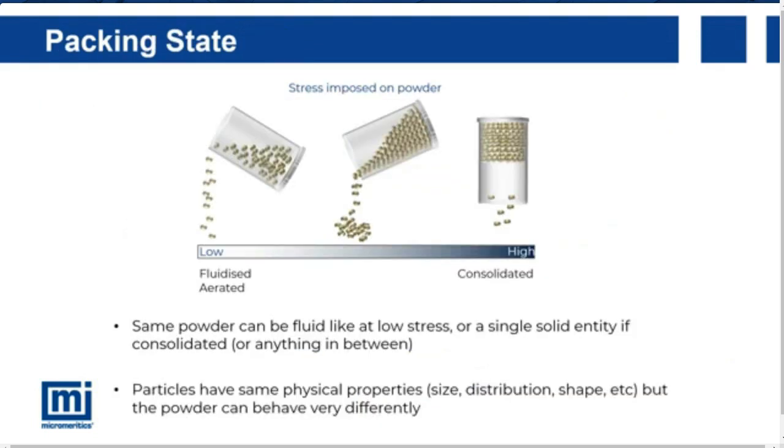We saw earlier how the packing state of particles can have a significant influence on the flow behaviour of our powder. We like to refer to this in terms of the stress incident on the particles. Under low stress conditions, such as aerated and fluidized states, particles can move freely and only interact weakly. Under high stress conditions, by contrast, the powder particles are packed in tightly together, interacting strongly and unable to move independently. Again, this is unrelated to the chemical and physical properties of individual particles, but emerges simply as a result of powder handling and the environmental conditions.